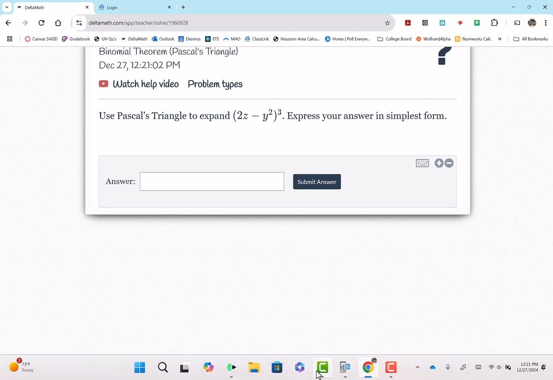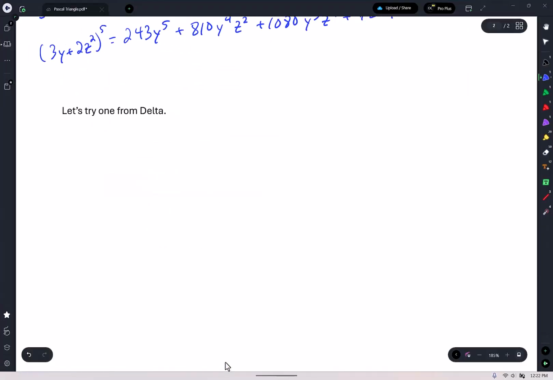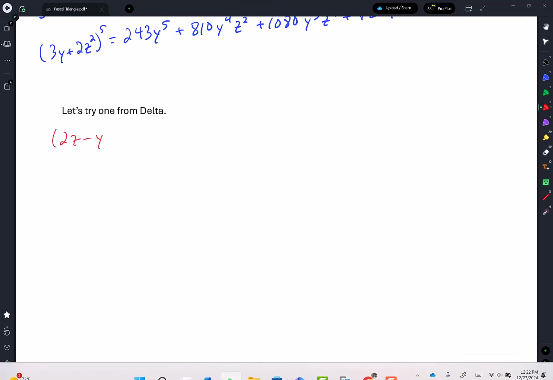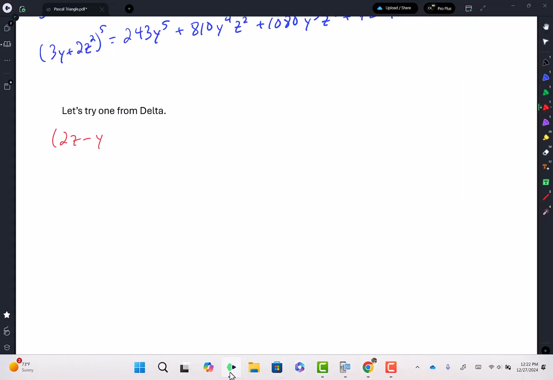So (2z minus y squared) raised to the third. I'm going to come back and write it in here. Short-term memory, guys. Was it y squared? Yeah, y squared. (2z minus y squared) raised to the third. Okay, so here it is.